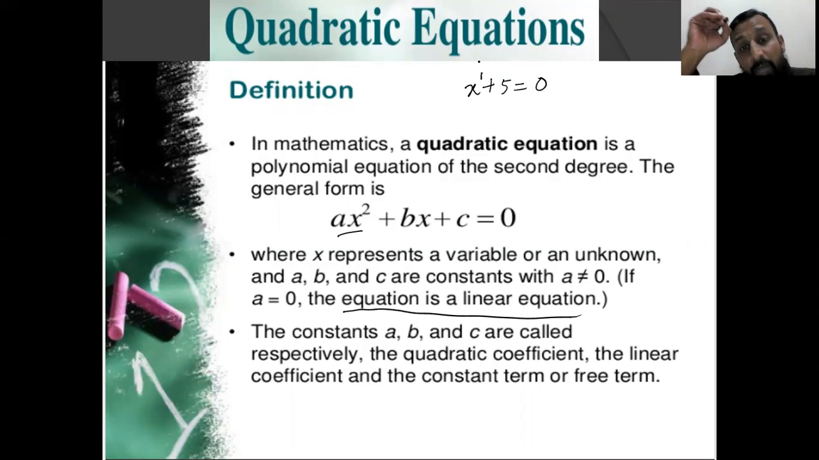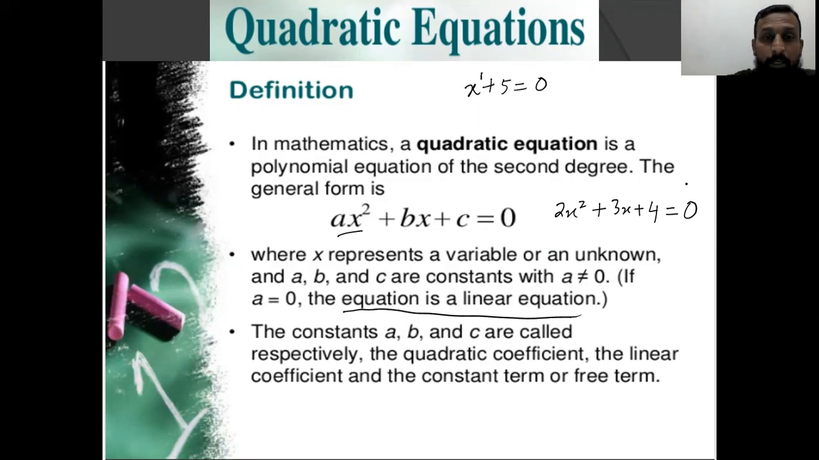Now we will be dealing with quadratic equations, like let's suppose 2x squared plus 3x plus 4 equals 0. This is called a quadratic equation. Here 2 is the coefficient of x squared, 3 is the coefficient of x, and 4 is the constant number. So the constants a, b, and c are called respectively the quadratic coefficient, the linear coefficient, and the constant term or a free term. The last number 4 in this example, you can call it a constant term or a free term.